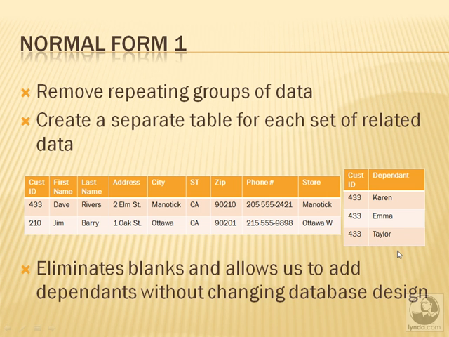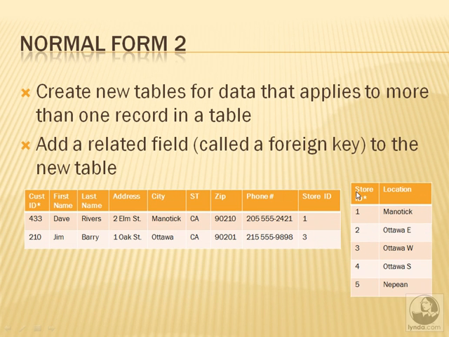Then we get to normal form 2. And here's where we create new tables for data that applies to more than one record in a table. And we add a related field, that's called the foreign key, to the new table. So here's that example again where we've got customers. And then over here, you can see they belong to a store, and the stores each have their own ID. So all we need to do is put in a store ID.